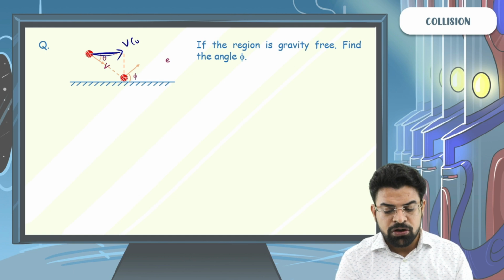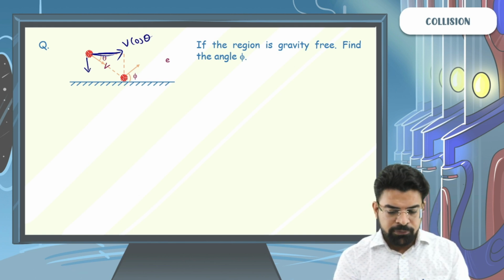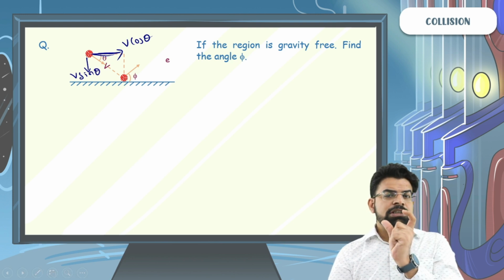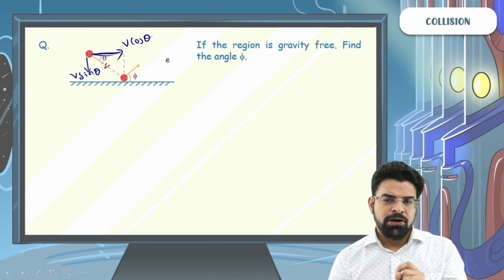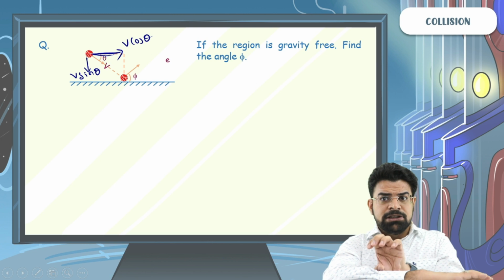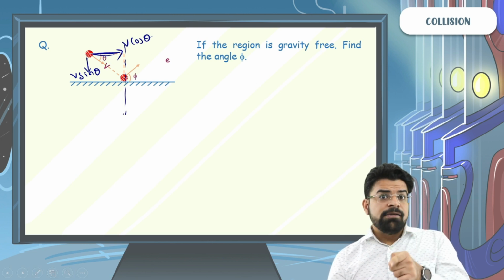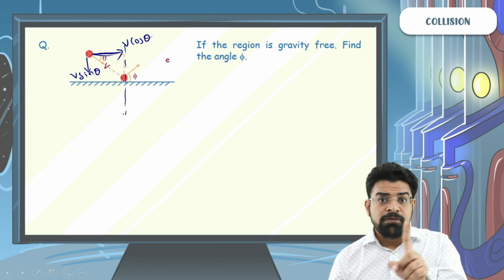Horizontal component will be v cos theta. Vertically downward component will be v sin theta. Now you have to think and tell, during collision which component won't change? So during collision the forces will act along the line of impact. In this case the line of impact will be this vertical line. So the vertical velocity will change, but the horizontal velocity won't change.